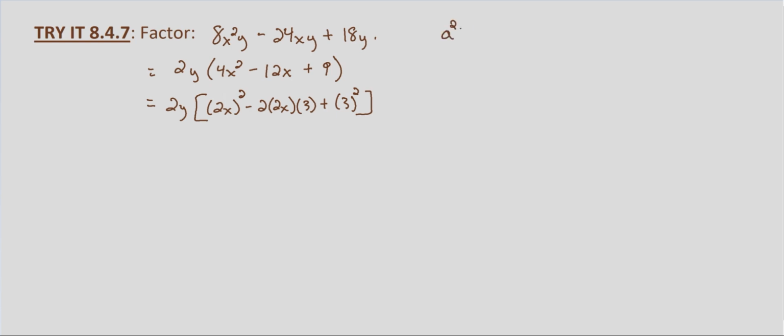Remember, a squared plus 2ab, in this case it's going to be minus because our middle term is being subtracted. So a squared minus 2ab plus b squared. Remember that that equals a minus b squared. So we have it in this form, so we can rewrite it now as 2y, we still have our factor out front, times a minus b squared, where our a is 2x and our b is 3. So this is going to be 2y times 2x minus 3 being squared.